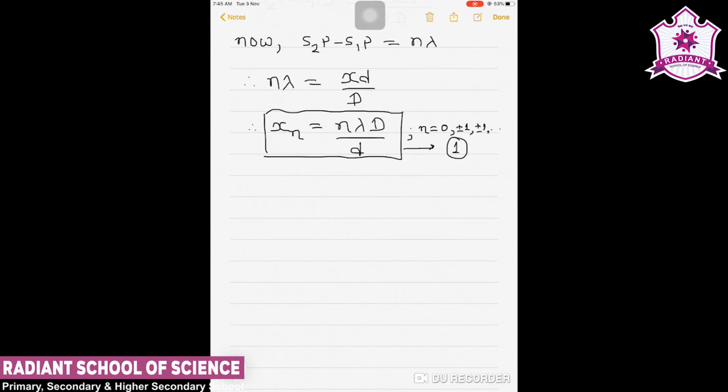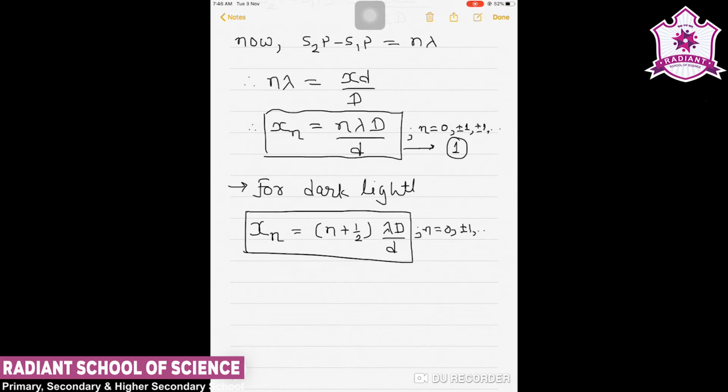Similarly, for dark fringes or dark light, we have xn is equal to n plus 1 by 2 lambda D over d, where n also belongs to 0, plus or minus 1, and so on. So these two are the equations for the maximum and minimum light intensities that we obtain on the screen.